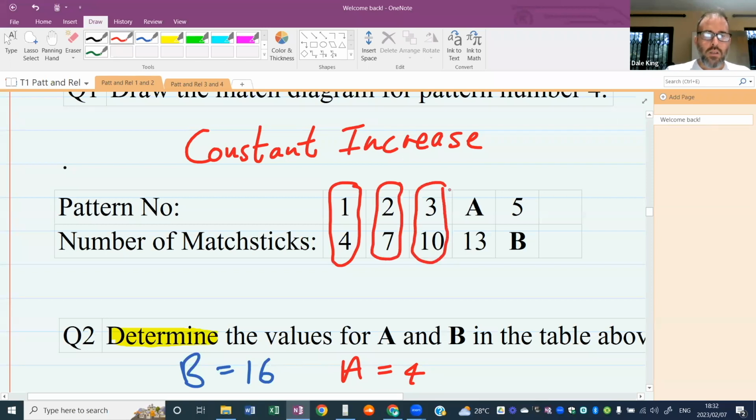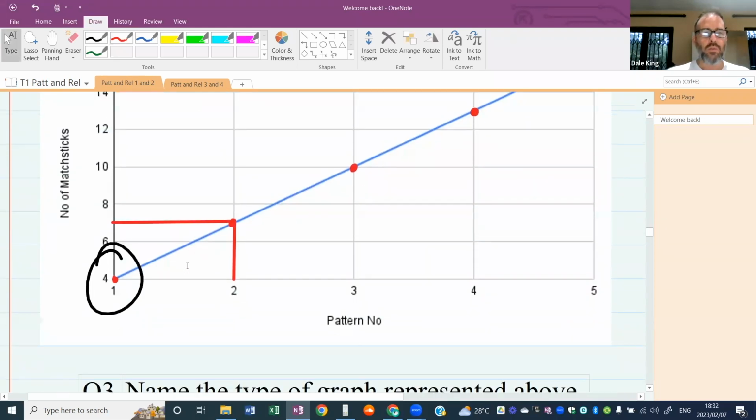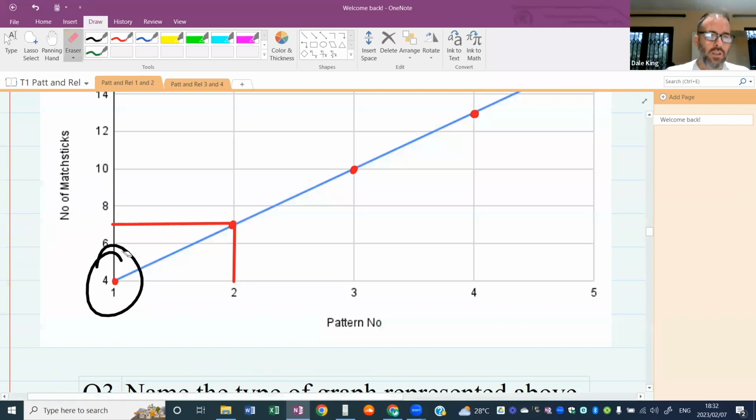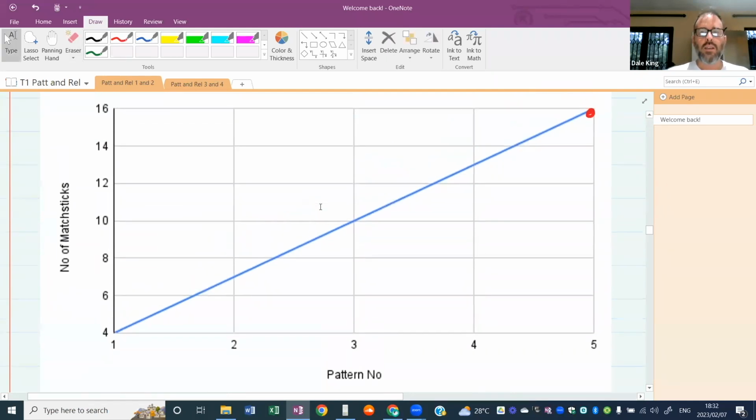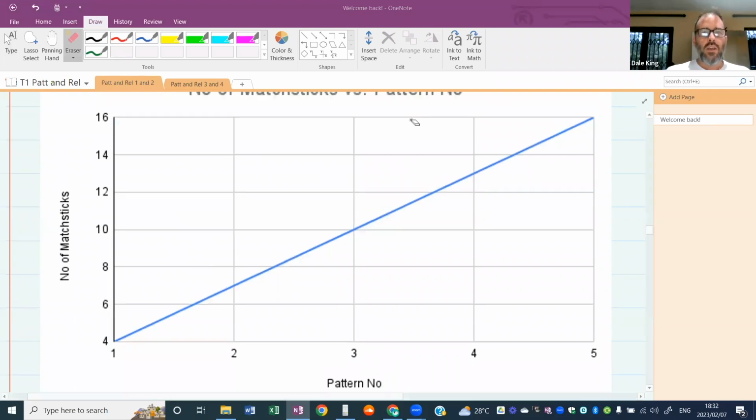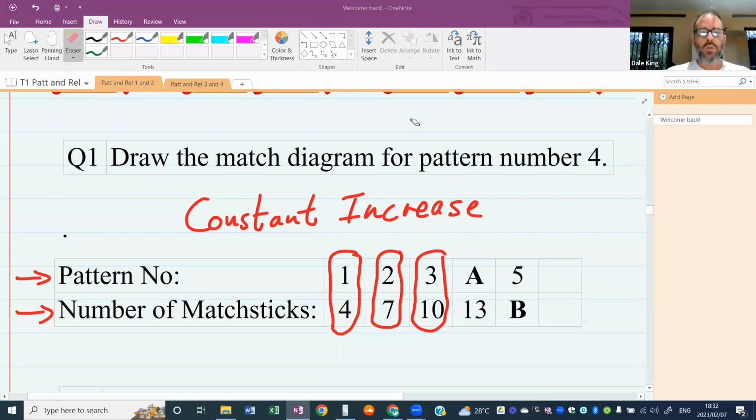My question, though, is which of these things, the pattern number or the number of matchsticks, goes where on my graph? I've done it for you, but what if they asked you to do this from scratch? How are you going to know which one goes on the x-axis and which one goes on the y-axis? To understand that, we need to understand the relationship between the dependent and the independent variable. Yes, Sonia, that is true. So we've got to work out which one is the dependent and which one is the independent variable.